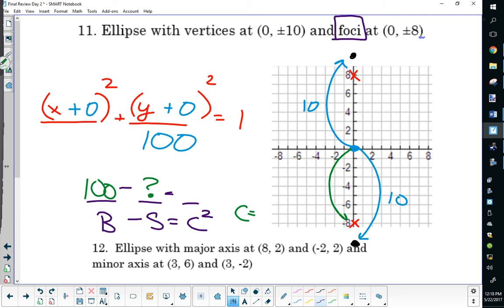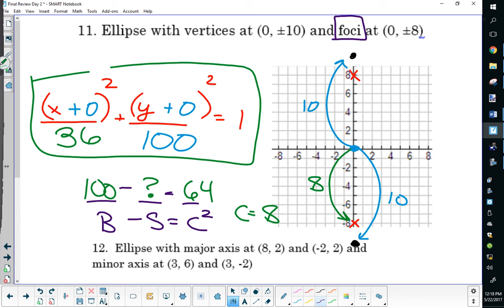Remember, c is the distance to my foci. So from here to there, it's 8. So c squared is going to be 64. Then I need to answer the question, 100 minus what gets me 64? It's 36. That's my final answer. Two left.